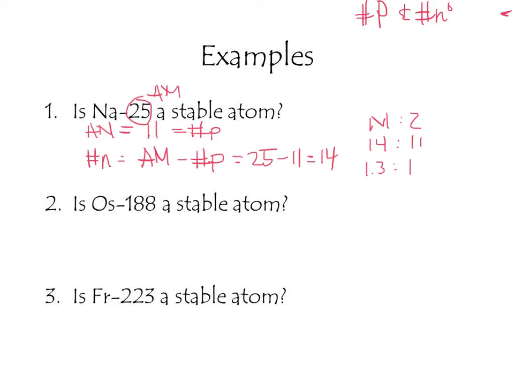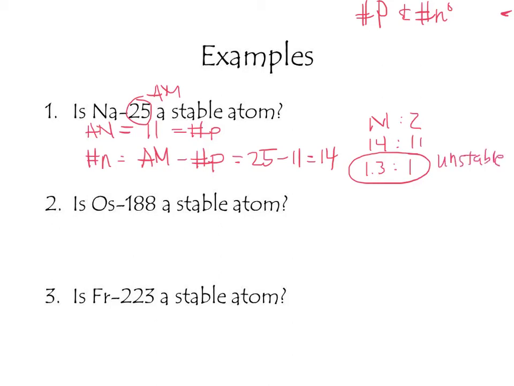If we look at the slide before, it says any elements between hydrogen and potassium, and sodium falls between hydrogen and potassium. It has to have a 1-to-1 ratio. So this is not a 1-to-1 ratio. Therefore, this is an unstable isotope.